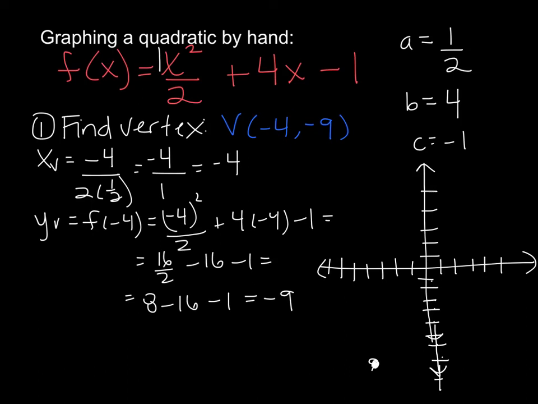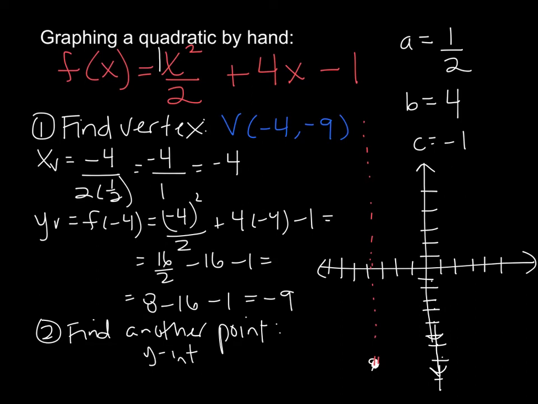This is definitely not the most perfect graph, okay? But we have a line of symmetry down here that's lined up with my vertex. Okay, so what I want to do next is I want you to find another point on the graph. The easiest point would be the y-intercept, which we learned in class the other day is C. So my y-intercept would be the point 0, -1. Let me plot that. So 0, -1 would be right here. That gives me another point to connect.